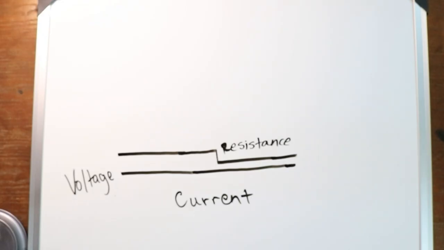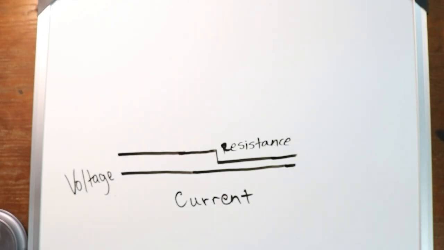So to begin, the three most common concepts for electricity are voltage, current, and resistance. Okay? Now, what does each of that mean?